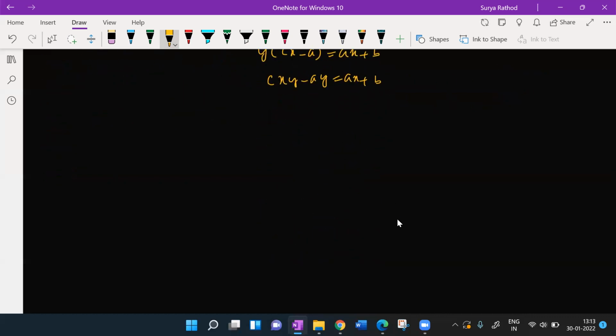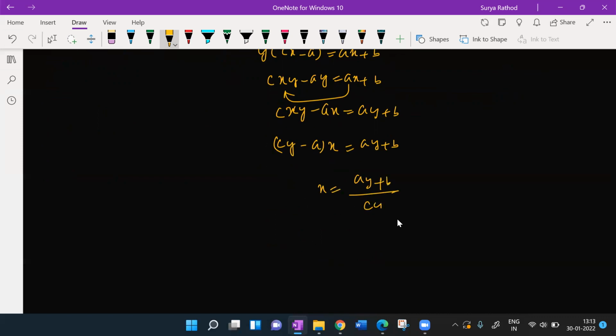So here what we need is x. If I take x common, cxy minus ax, and ay plus b. Can I write? I'm shifting ax to the left hand side. So x common. If I take x common, what do we get? cy minus a. Which is x is equal to ay plus b. So x is equal to ay plus b divided by cy minus a. This is my x. Clear?